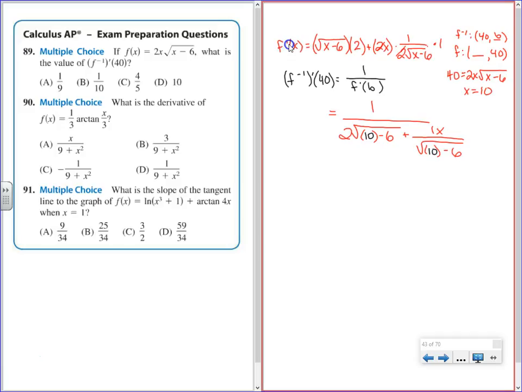What's the square root of 4? 2! So write 1 over 2 times 2 plus, oh, where did I not plug in my 10? Yeah. 10 goes up there too. Plus 10 over 2, square root of 4 is 2. So 2 times 2 is 4, plus 10 over 2 is 5, 1 over 4 plus 5 is 1.